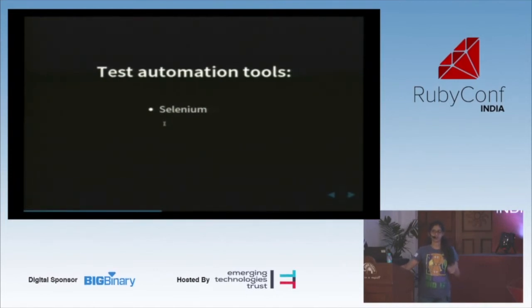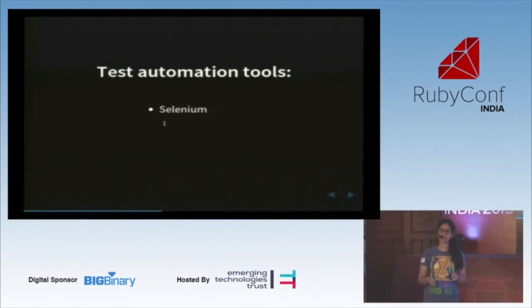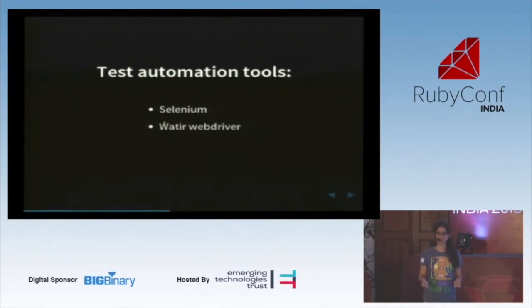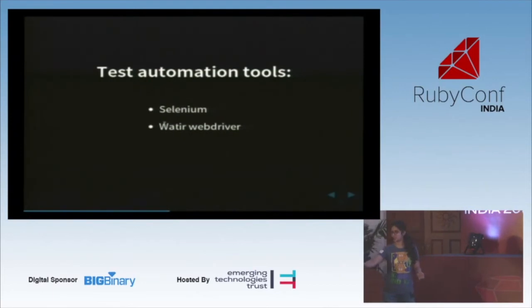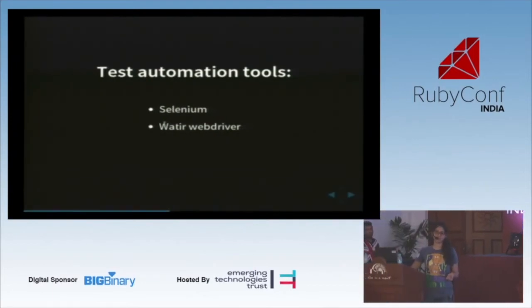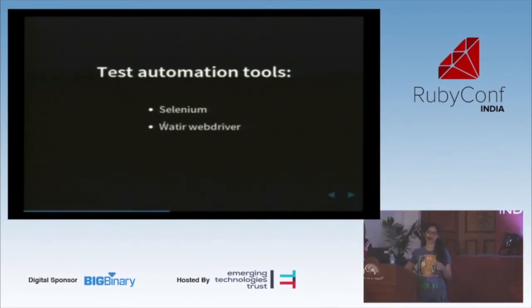So now, if you're using the recorder, suppose you've recorded like 100 test scripts, but what if a label text changes? What are you going to do? Is it that you're going to record your 100 tests again? No. So you should always use the Selenium Ruby bindings, or you should write your script on your own.